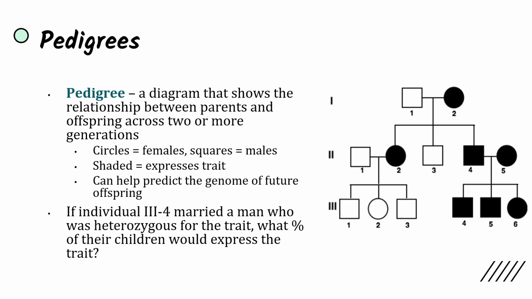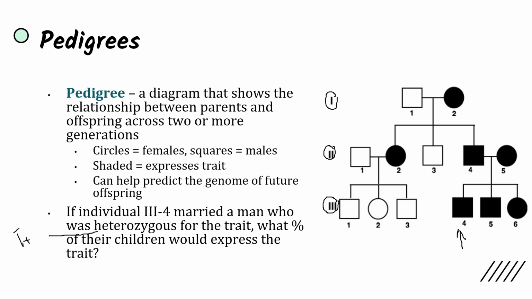So over here, this would be our first generation, then they had offspring, and then that generation had offspring. So we have 3 generations within this pedigree. And now we're going to answer this question: if individual 3,4, meaning this individual right here, married a man who was heterozygous for the trait, what percentage of their children would express the trait? We know that this other person is going to be heterozygous, so we'll call the trait T, for instance. So they're going to have a capital T and a lowercase t. But in order to figure out the probability, we need to know the genome of individual 3,4.